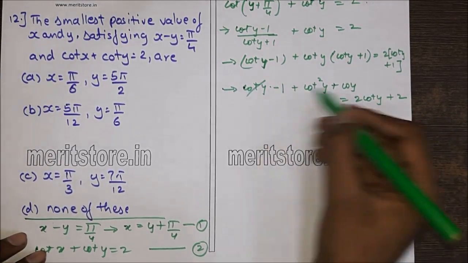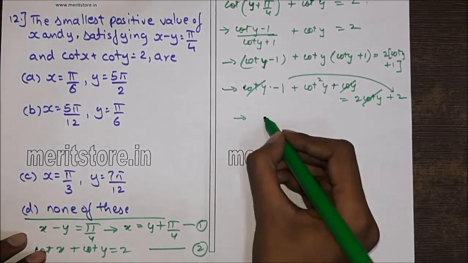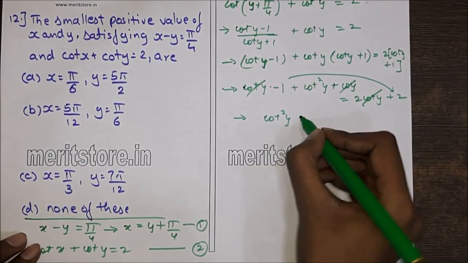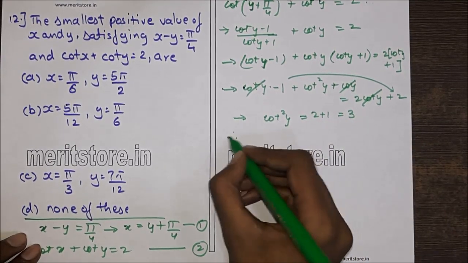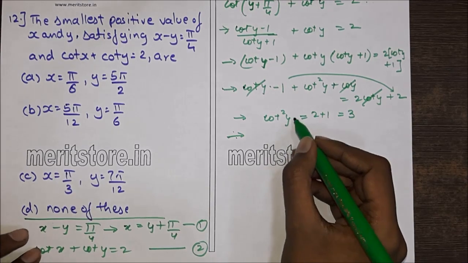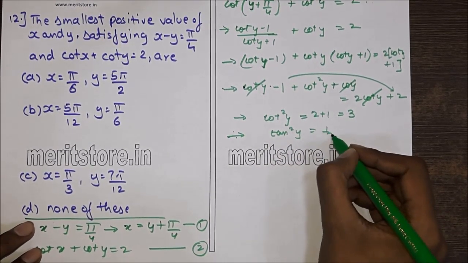So this term gets cancelled and this goes to RHS. So we are left with cot square y is equal to 2 plus 1, which is 3. So cot is tan inverse of tan. So tan square y is 1 by 3.